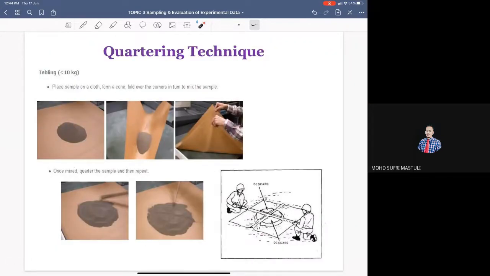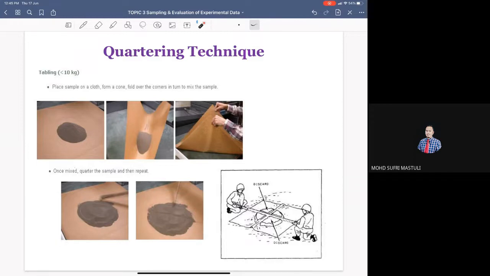As I mentioned just now, the quartering technique should be applied when we deal with a solid sample, from the gross sample into the laboratory size sample. This slide re-explains what the quartering technique is all about. First we put the solid sample on a cloth, and then we form a cone, flatten it, and divide it into 4 sections, like this.